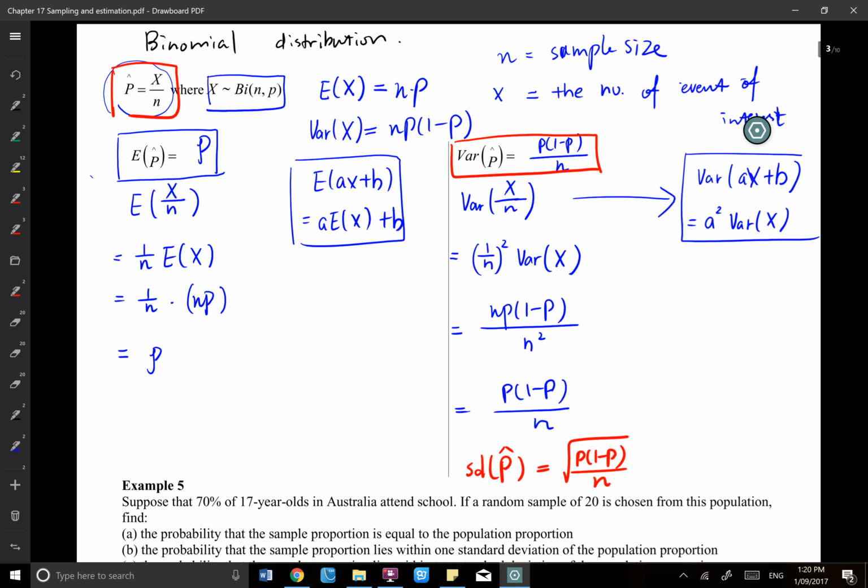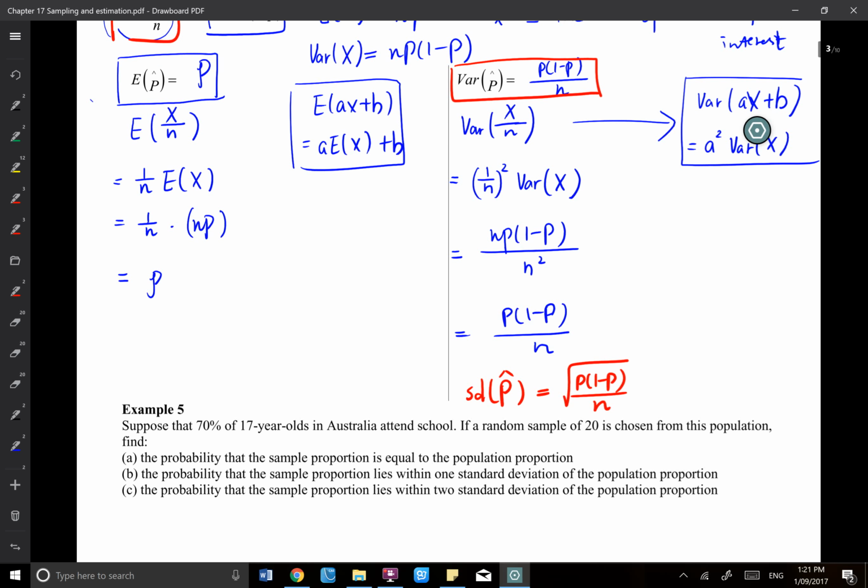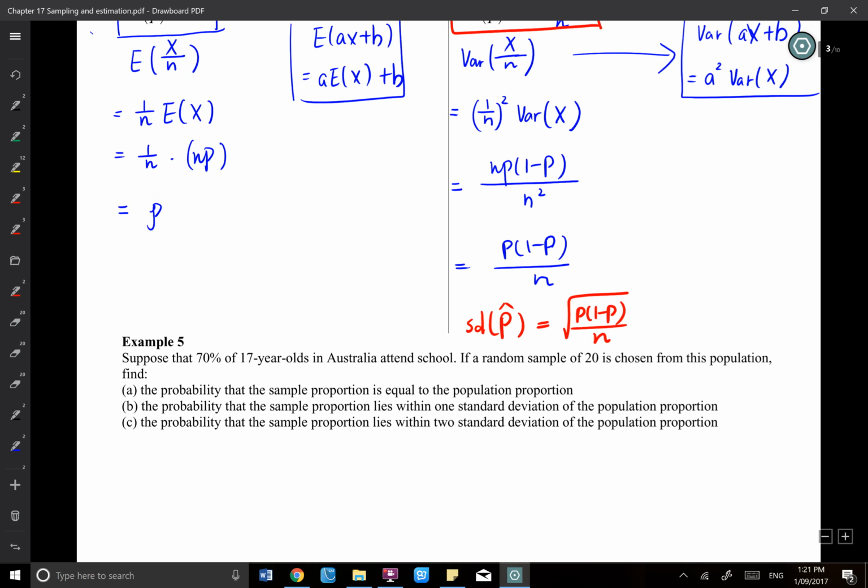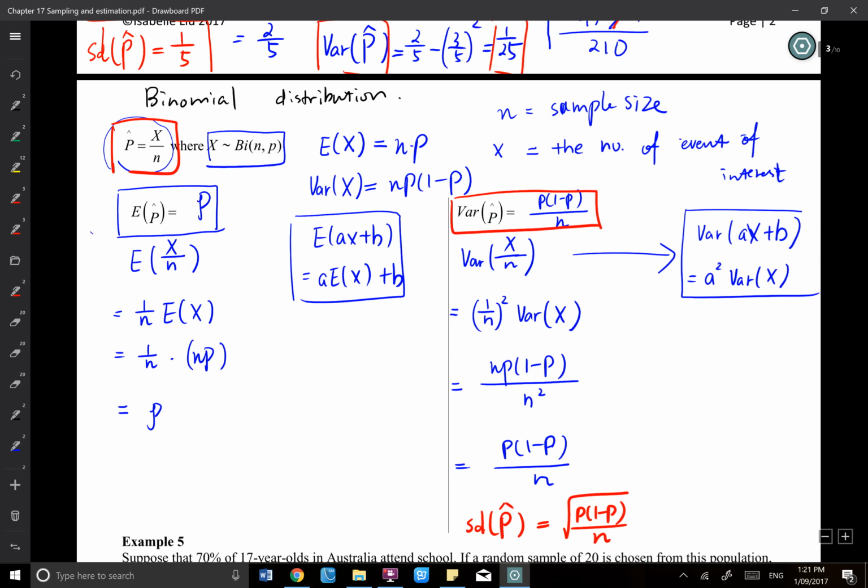Therefore, we have all this calculation here by using E(aX + b) and Var(aX + b). We find the expected value of P hat will be the same as the true population proportion. And then the variance of P hat is P times (1 minus P) divided by N. And then the standard deviation is the square root of that. So that is what we know so far. Let's have a look at example 5. Again, P hat equals X over N is very, very important. We'll use that for the next question.